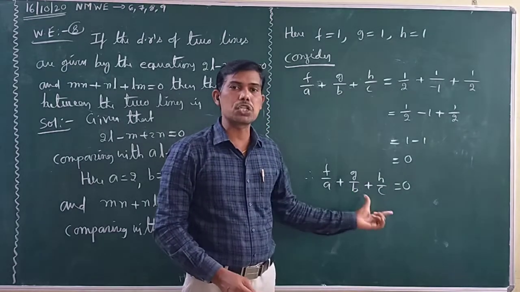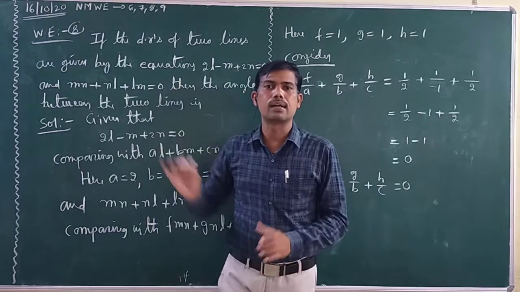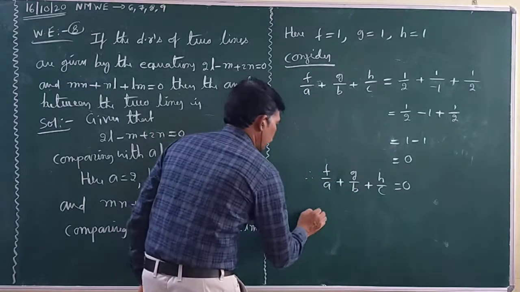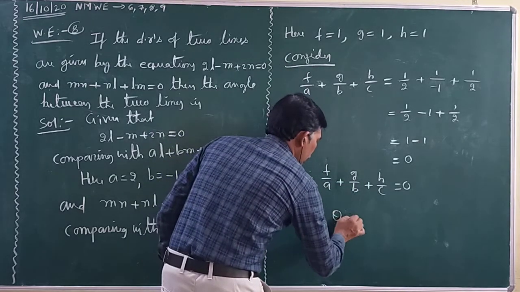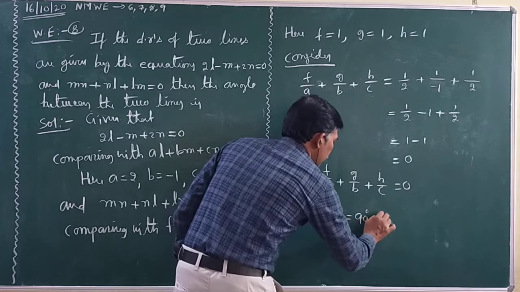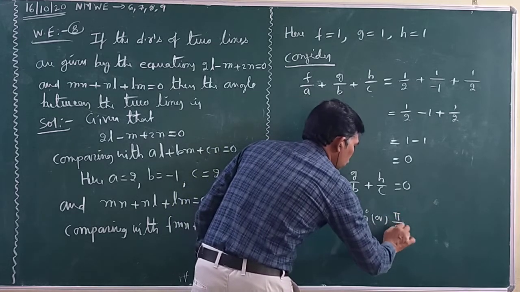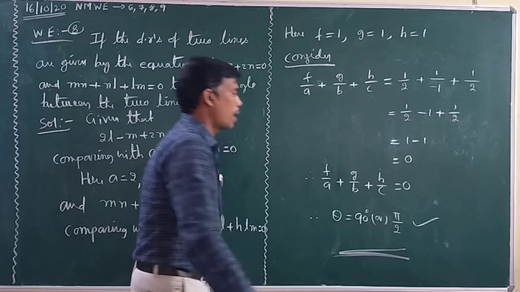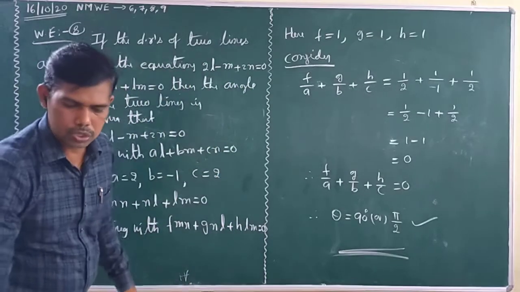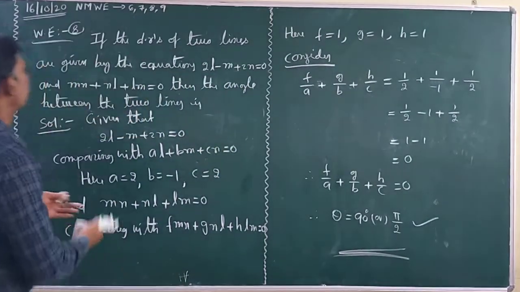Whenever this condition is satisfied, the angle between the two lines is 90 degrees. So therefore theta is equal to 90 degrees or pi by 2. This is the angle between the given two lines. Next, write down another problem.